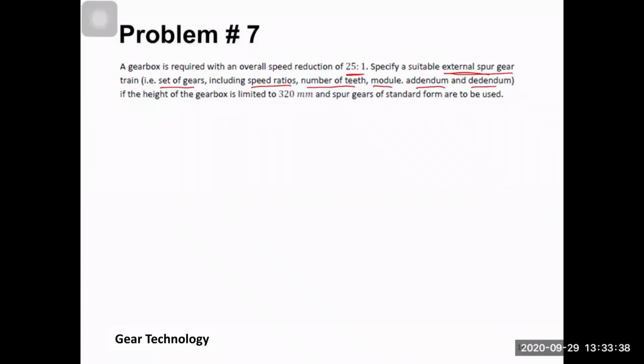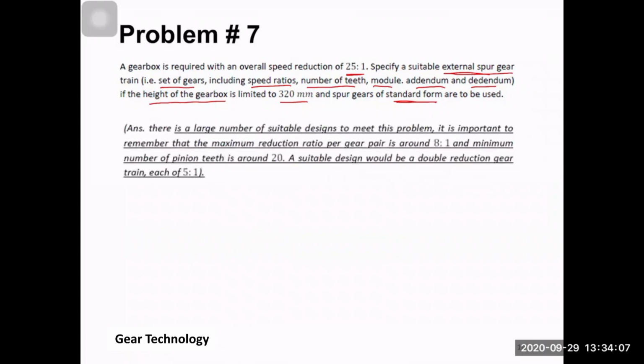There are some limitations here on the height of the gearbox, which is 320 millimeter. The spur gears are of standard form. Standard form, remember that phi has to be 20 degrees. The addendum is equal to the module. The dedendum is equal to 1.25 times the module, etc. These are the values that we use, and we also use a standard value for the module. So in this case, there are a variety of options here. It's not like there is just one solution.